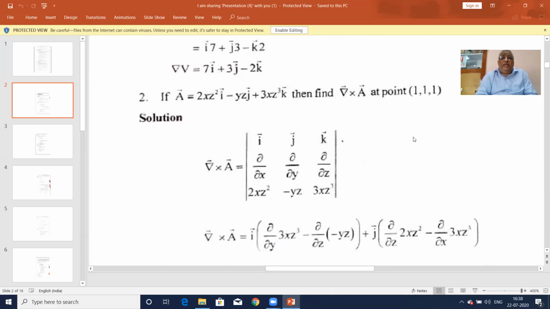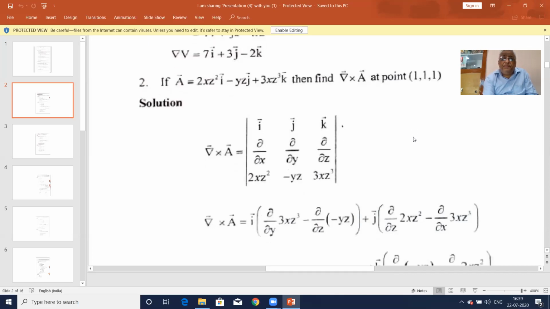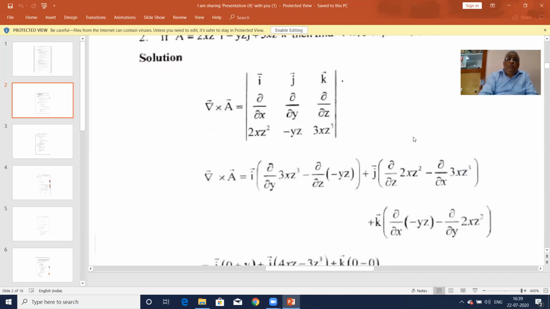I component, we are closing it and opening i into ∂/∂y, where x is constant, and then the vertical and horizontal components. We take the y component: ∂/∂y of 3z³ minus ∂/∂z of (minus yz), plus j into ∂/∂z of 2z² minus ∂/∂x of 3xz³, plus k into ∂/∂x of minus yz minus ∂/∂y.